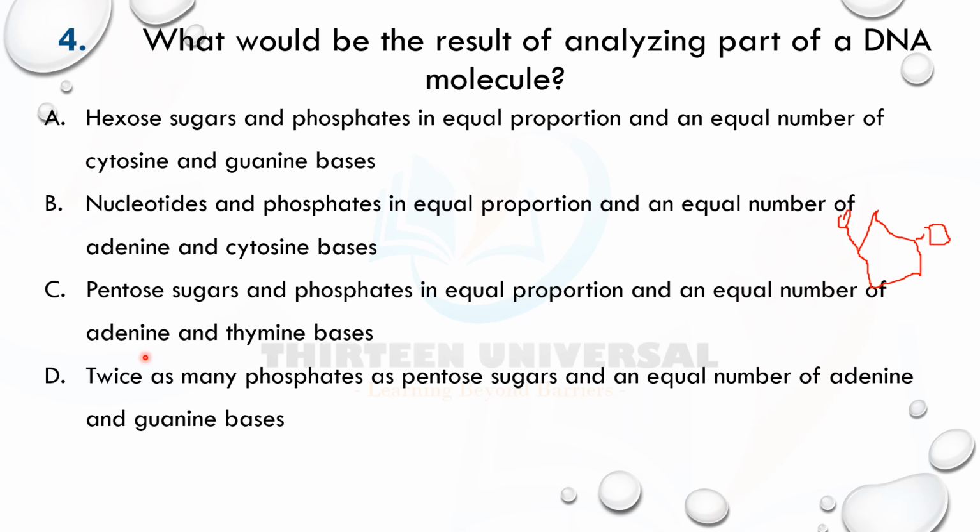Okay, now this says twice as many phosphates as pentose sugars and an equal number of adenine and guanine. Of course, adenine and guanine do not base pair. Okay, so C is the correct answer.